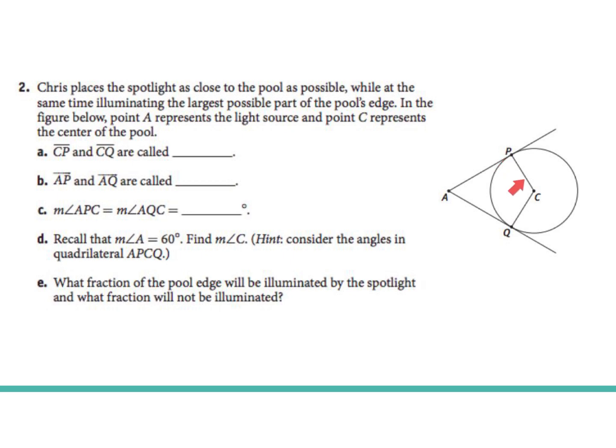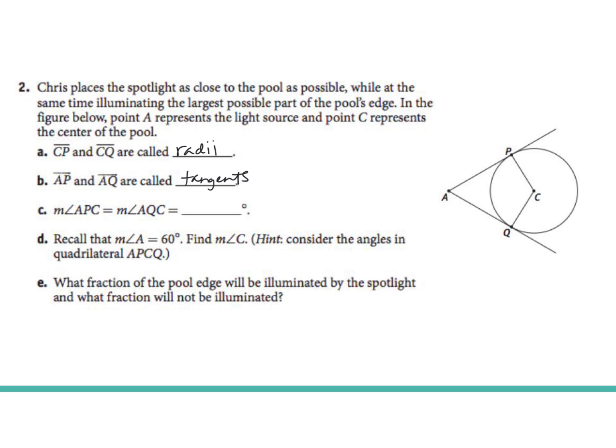Let's look at CP and CQ. Remind me of what that vocab is called again. That's right, both of those are radii. Remember, that means when we have more than one radius in our circle, and our radius goes from the center of our circle to the edge. Now let's look at AP and AQ. Again, I kind of gave you a little bit of a hint with that. Those are tangents or tangent lines.